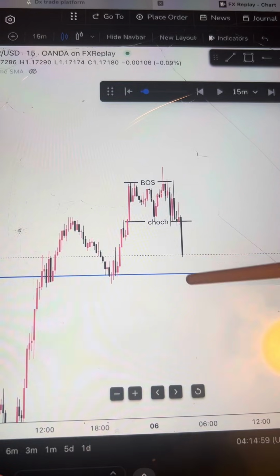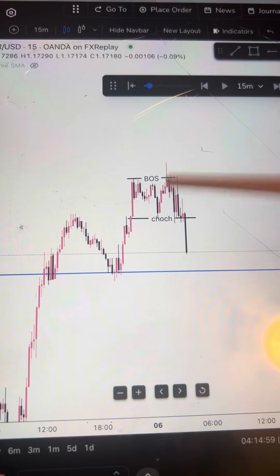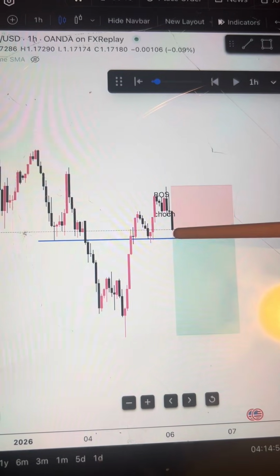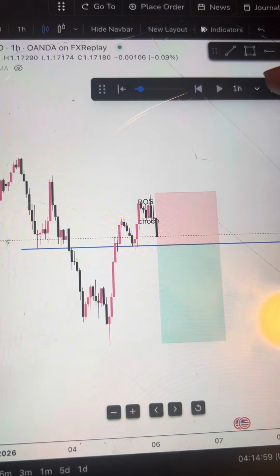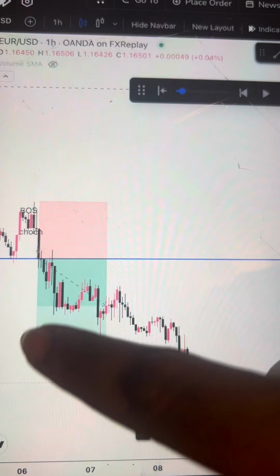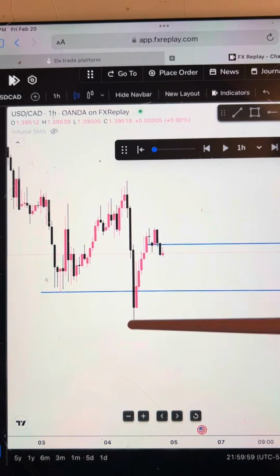Okay, so now if it comes under this line, it's okay to buy as soon as it comes under, because we have had a change of character to the downside already before coming under. So now that it's okay to enter, this would be your trade setup. Boom. So this is an example of when it's okay to enter.